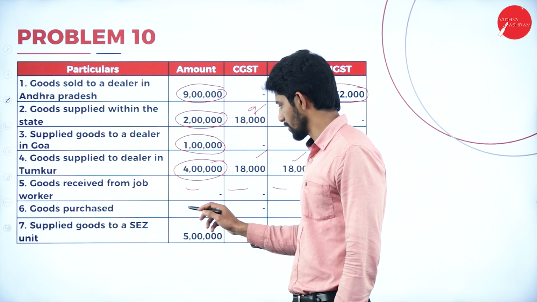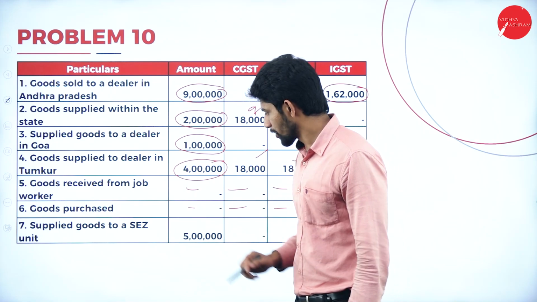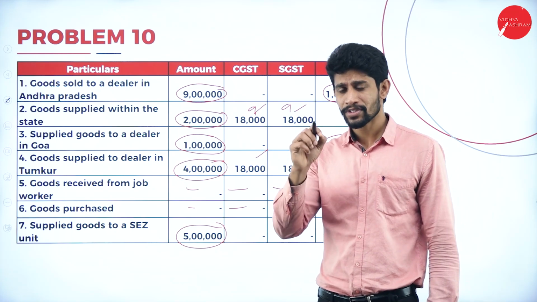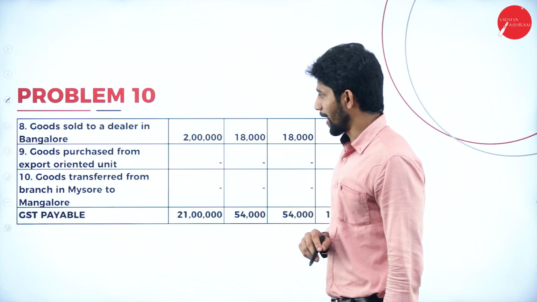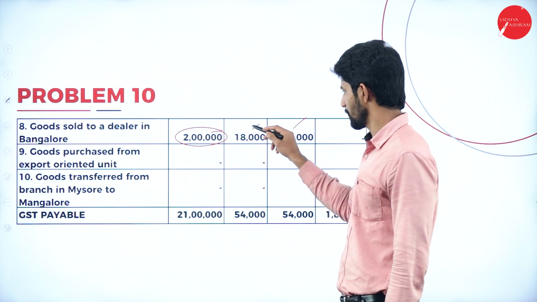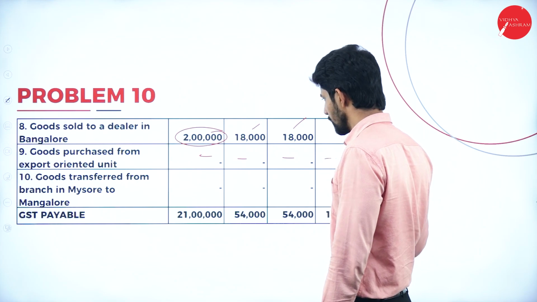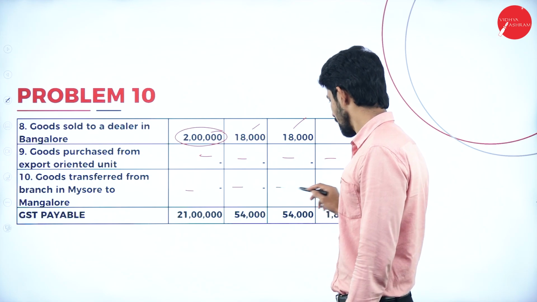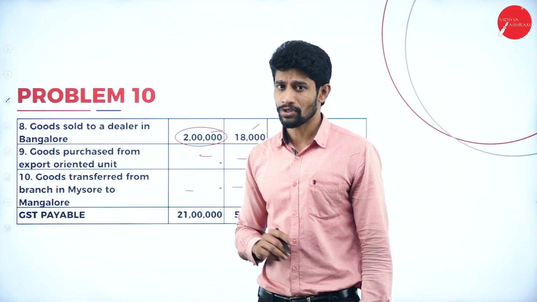Next, goods purchased. Yes, we are not computing tax because it's a purchase, not sales. Supplied goods to SEZ unit. The value is 5 lakh, but the tax is nil because supply of goods to an SEZ unit is exempted from tax. Goods sold to dealer in Bangalore, rupees 2 lakh, 18% GST, that means 18,000 and 18,000, 9% and 9%. Goods purchased from export oriented unit, so it is a purchase, we will not be imposing tax. Goods transferred from branch in Mysuru to Mangalore, so transfer is happening, no sales is happening, so no tax on it. So this is how you are supposed to solve the problem.